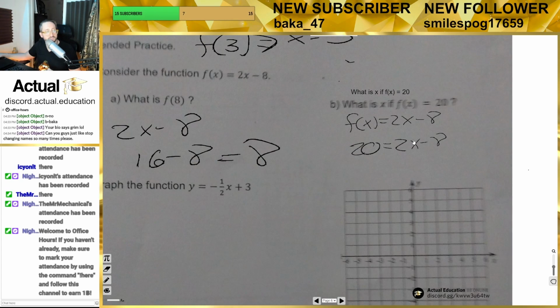Do an inverse operation and add 8. Good. Add 8 to both sides. That'd be 28. 28 equals 2x. That'd be x equals 14. Good. Wow. Good job, Grim. Grim's learning.